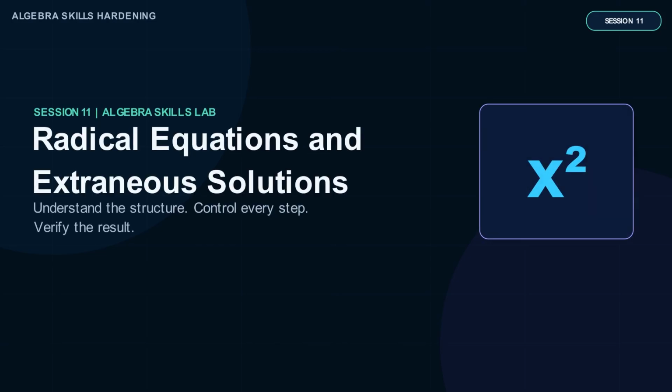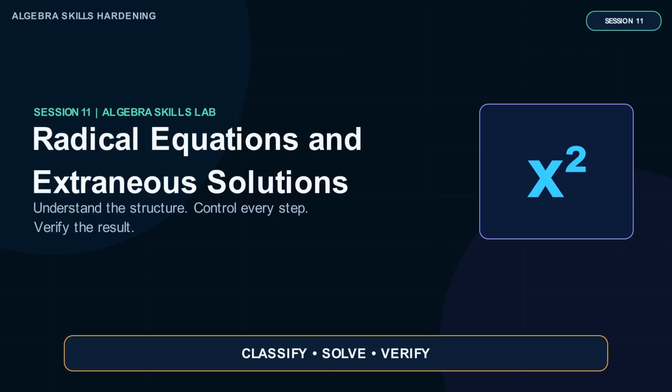Welcome to Session 11, Radical Equations and Extraneous Solutions. This lesson strengthens algebra that remains reliable when the numbers or representations become unfamiliar. You will learn to identify the real number domain of an even radical, to isolate a radical before squaring, and to remove extraneous candidates through original equation checks. Treat these as connected habits.